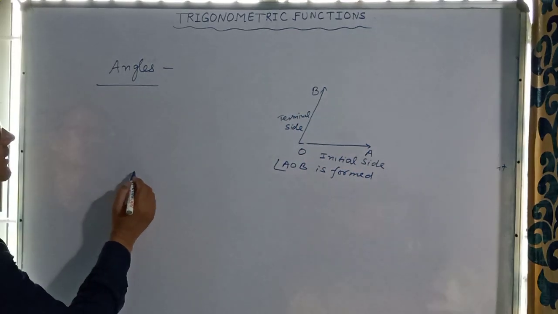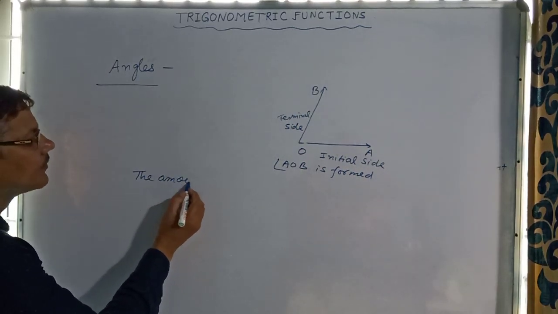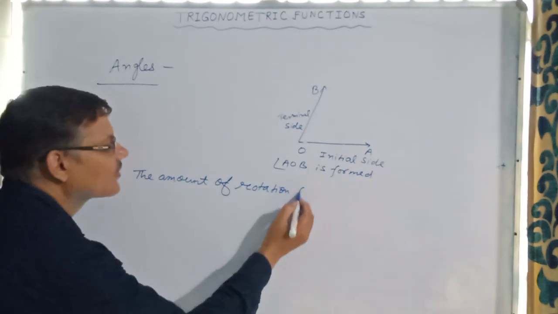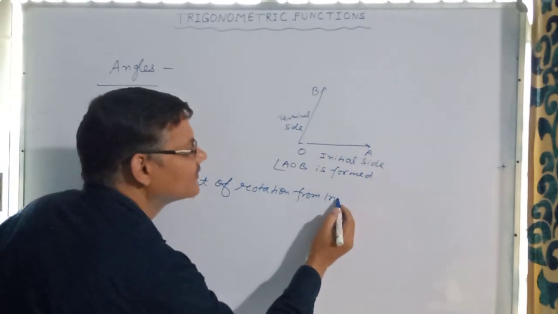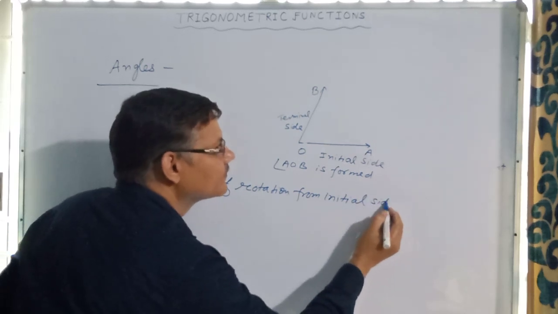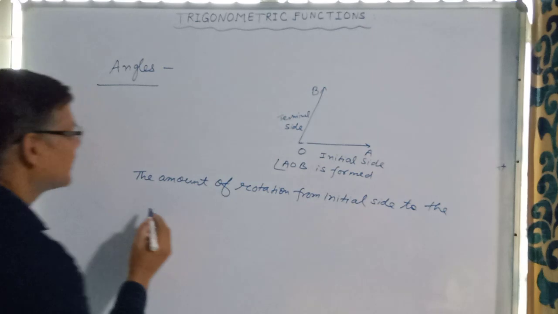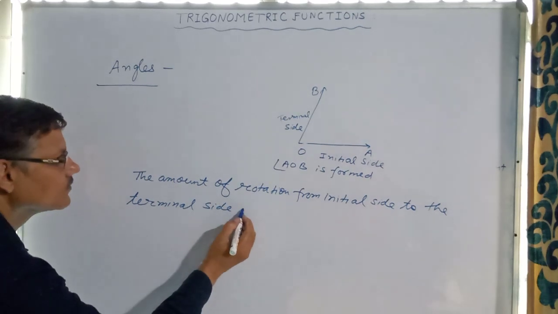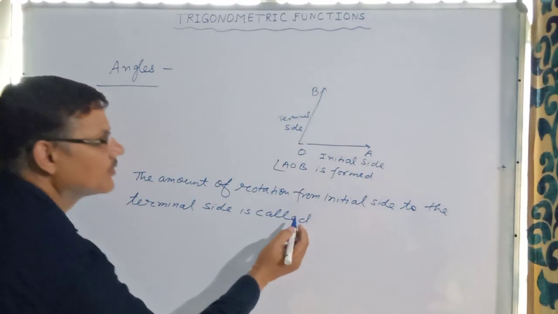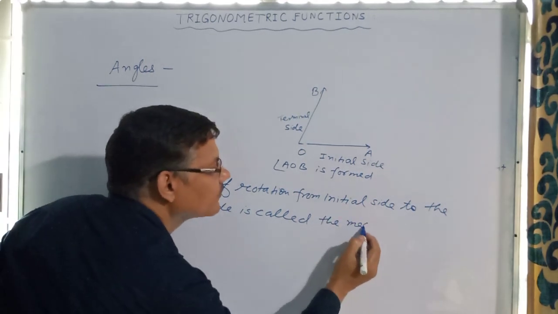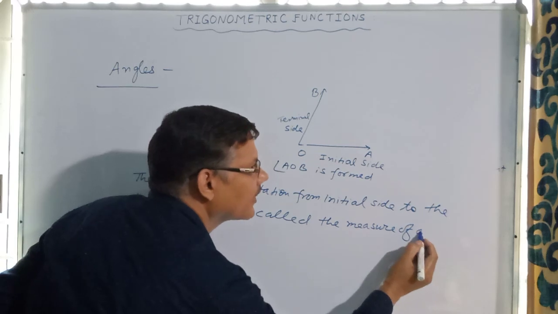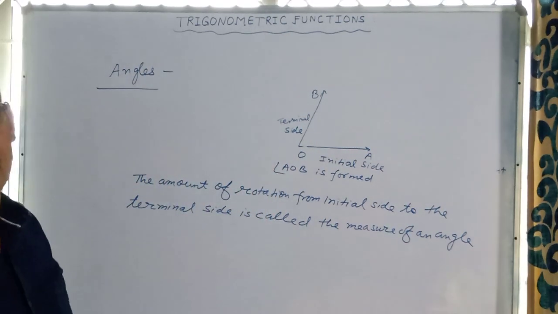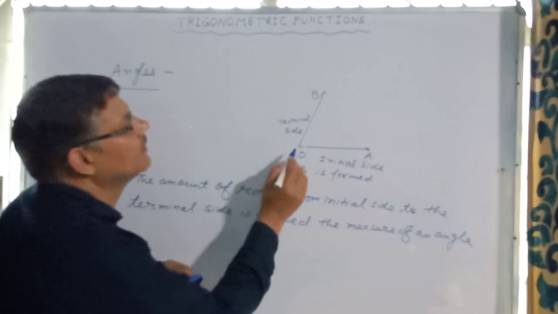So how do we define an angle? Simply we can say the amount of rotation from the initial side to the terminal side is called the measure of an angle, and simply in place of saying measure of an angle, directly we can say angle. So this is about the angle when it rotates.